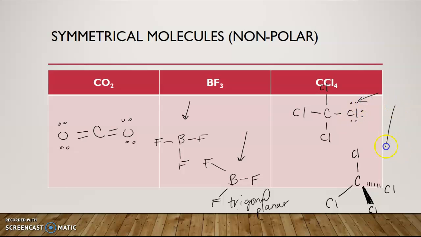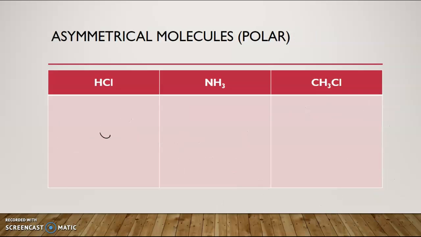Right? And then here is my VSEPR structure. So notice it's in that tetrahedral shape, but because all of my outside elements here are chlorines, it is symmetrical. So even though the carbon-chlorine bond is polar, because the molecule is symmetrical, the overall molecule is nonpolar.